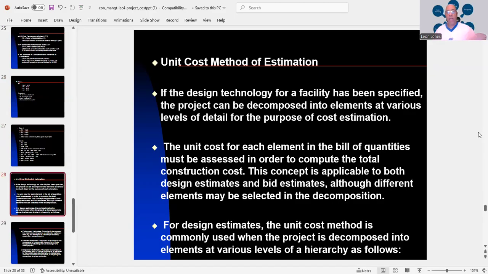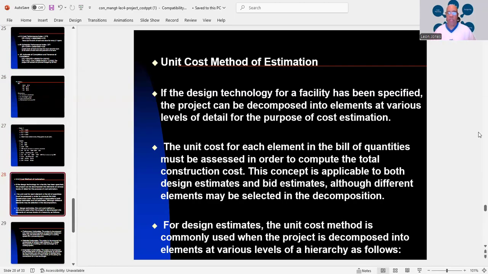And anytime you have design technology for a facility that has been specified, the project can be decomposed into elements at various levels of detail for the purpose of cost estimation. So the unit cost for each element in the bill of quantities must be assessed in order to compute the total construction cost. This concept is applicable to both design estimates and bid estimates, although different elements may be selected in the decomposition.